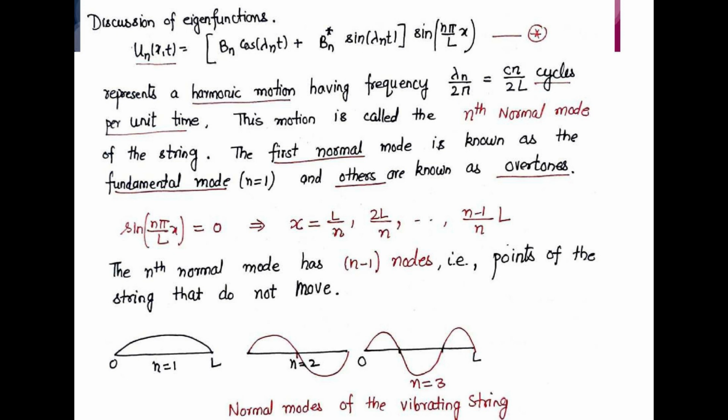Now we talk about nodes, where the deflection in the string is 0. So this is where sine n pi over L x is 0, and this is 0 when x is L over n, 2L over n, and similarly the last is (n minus 1) divided by n times L. The nth normal mode has n minus 1 nodes, that is, the points of the string that do not move. So if n is 1, we don't have any node. For n equal to 2, we have 1 node. For n equal to 3, we have 2 nodes, and similarly we can move further.